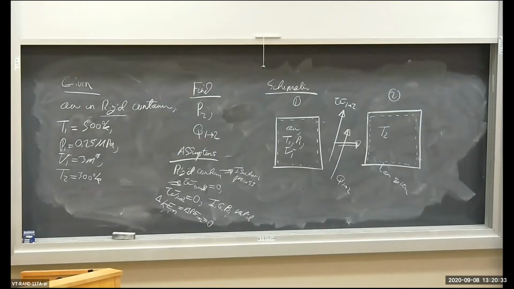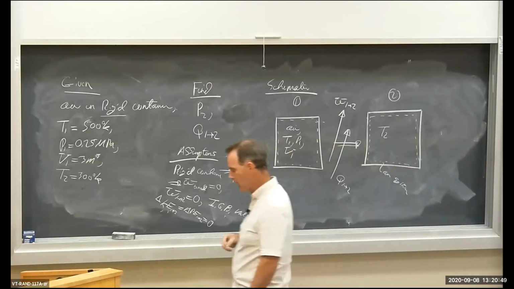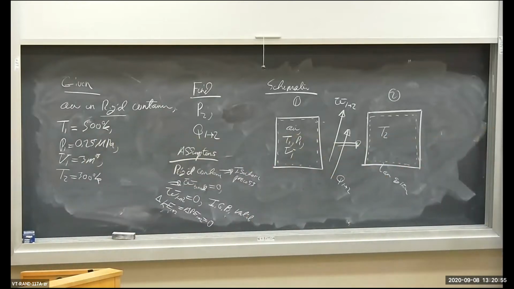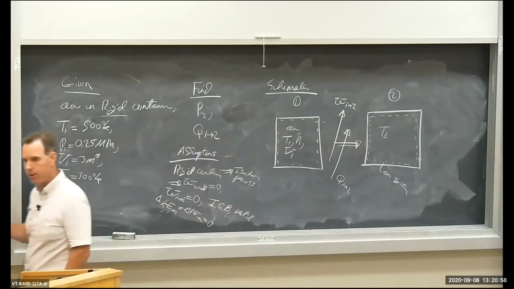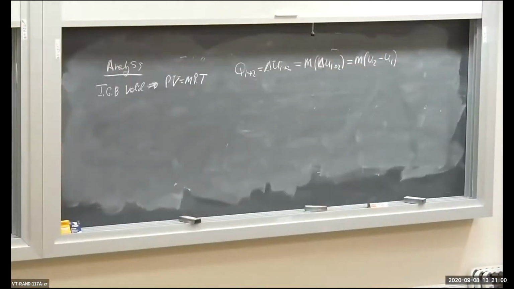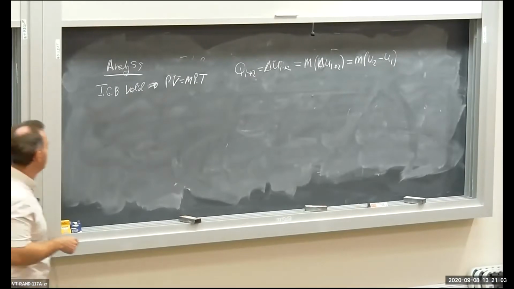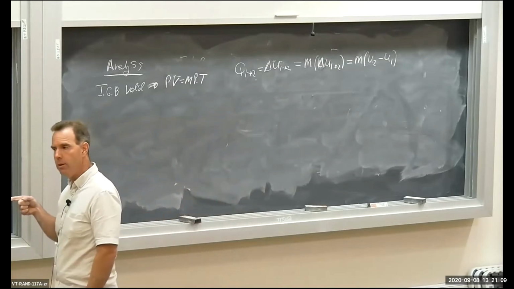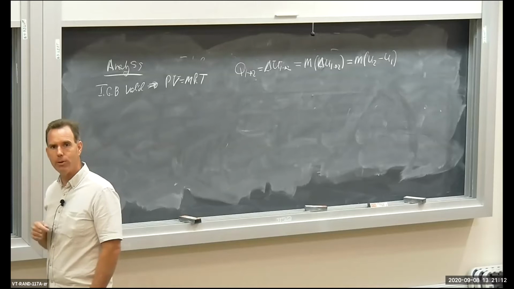So let me write the ideal gas law. Pressure times volume is equal to mass times the gas constant times T. Okay? Now, how can I get pressure 2 without doing a whole bunch of work? How about I evaluate the ideal gas law at state 1 and I divide it by the ideal gas law at state 2.